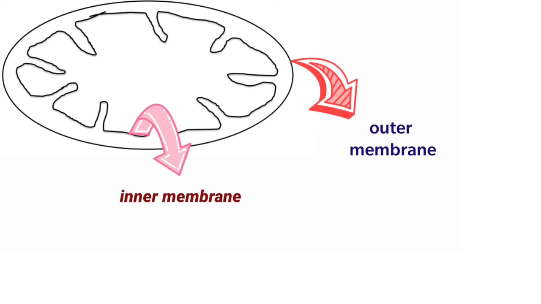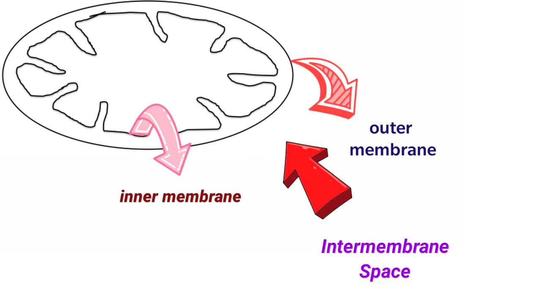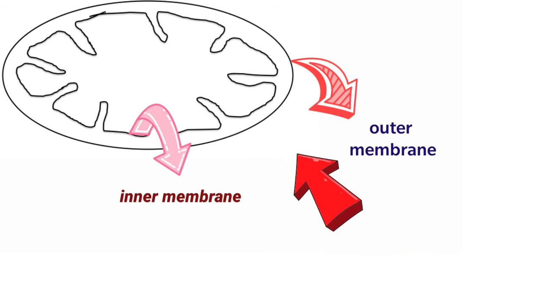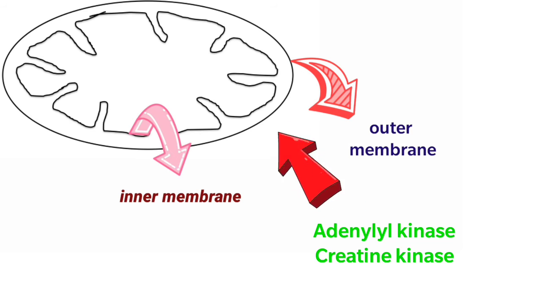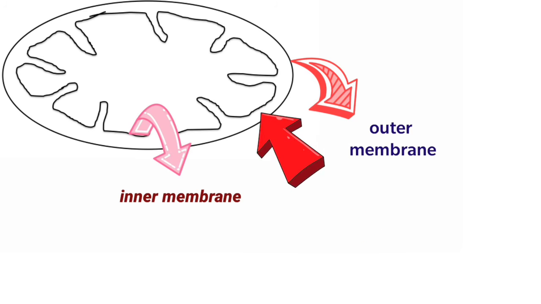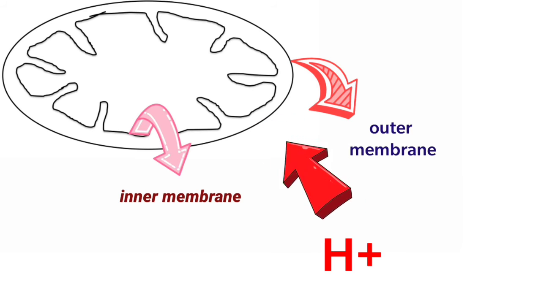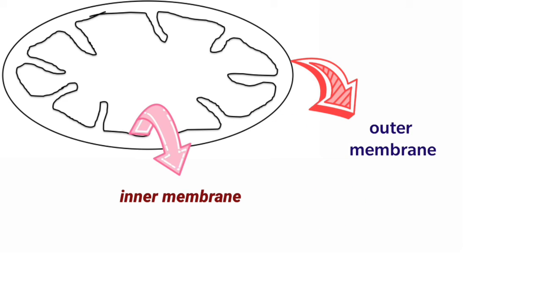Now coming to intermembrane space. The space between the outer mitochondrial membrane and the inner mitochondrial membrane is called the intermembrane space. This space contains enzymes like adenylyl kinase and creatine kinase. And this is the region where the protons are accumulated during the electron transfer in the electron transport chain.